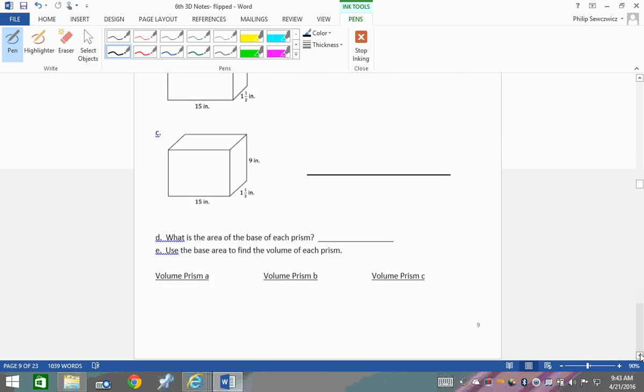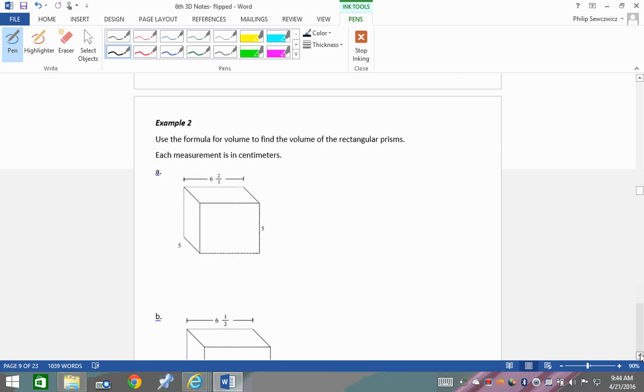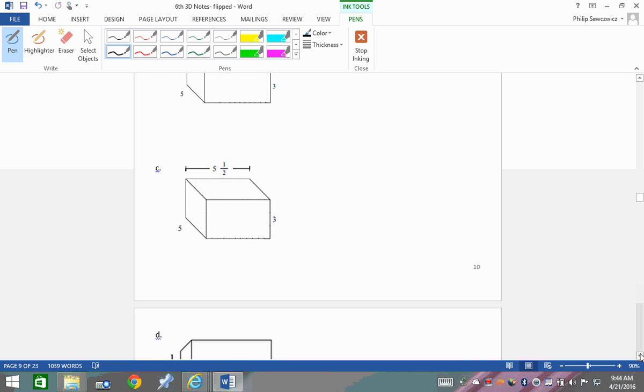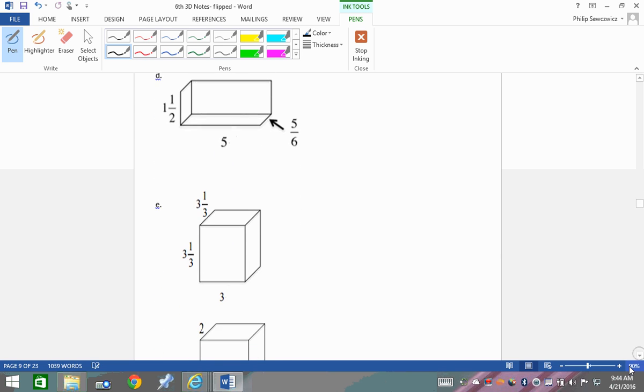So we're gonna skip on down here a little bit. We're gonna get to the good ones. Remember, volume is your area of your base times your height. The area of your base here, we go, it's a 5 by 5/6. So we're gonna do 5 times 5/6 times your height, 1.5.